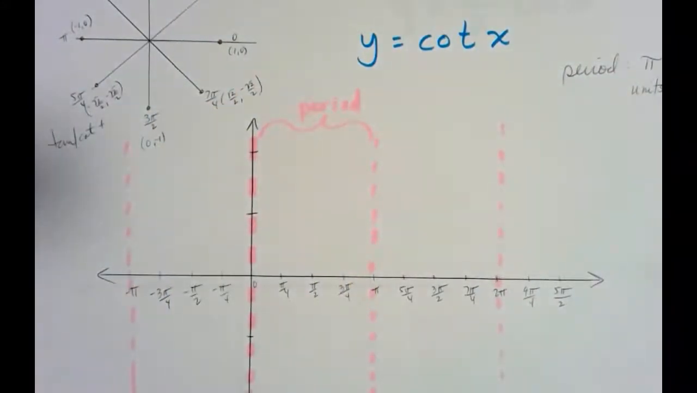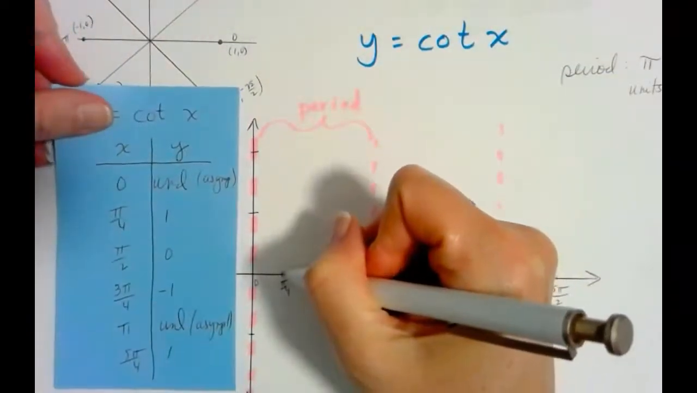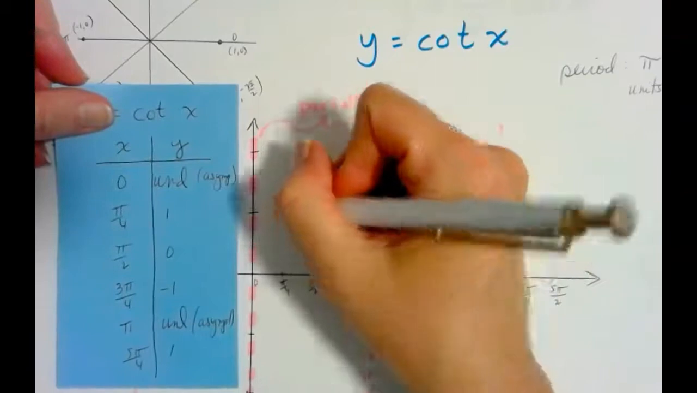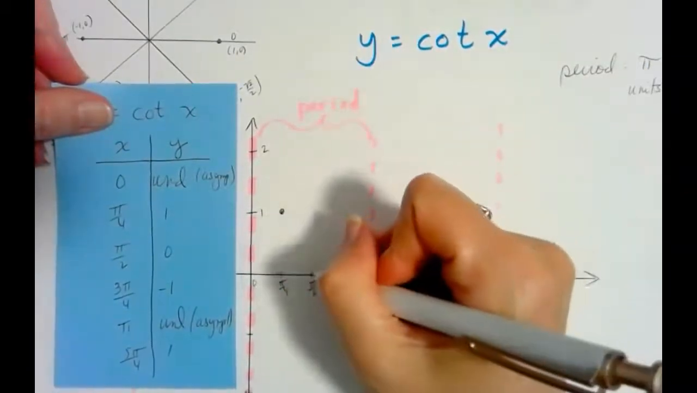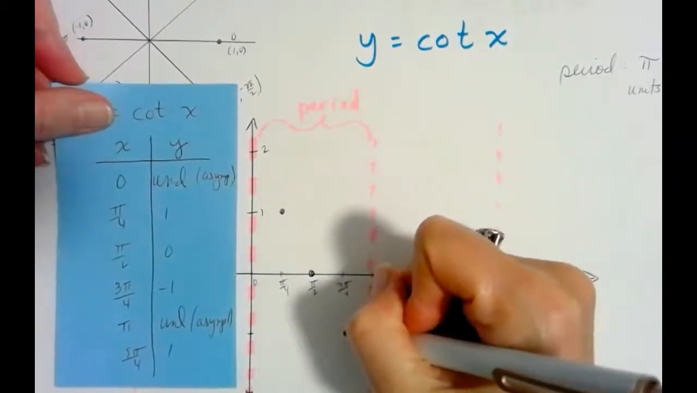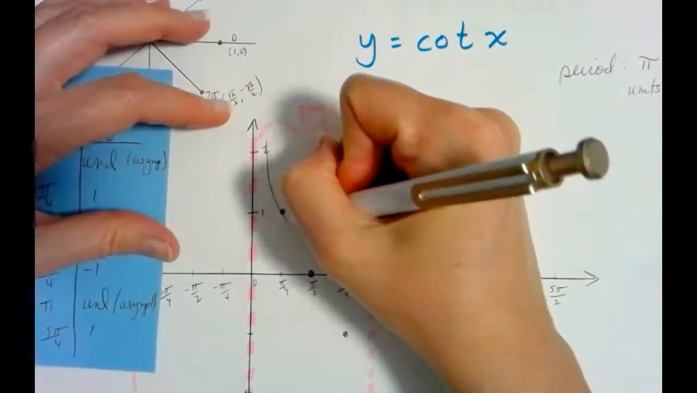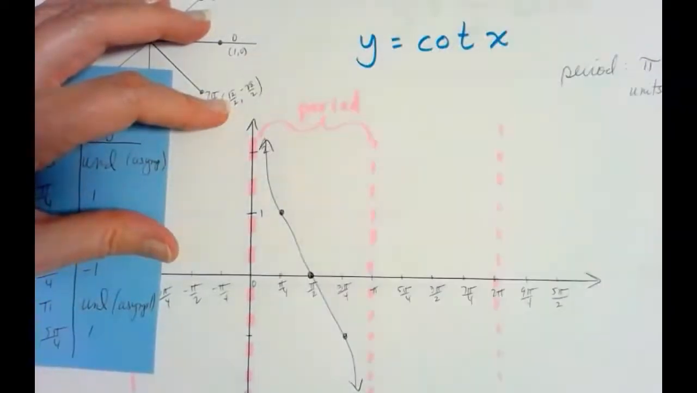So if we start plotting these points based on our XY chart, over pi over 4, up 1. This will be 1, this will be 2. Over pi over 2, 0. Over 3 pi over 4, negative 1. So here is one branch of the cotangent graph.